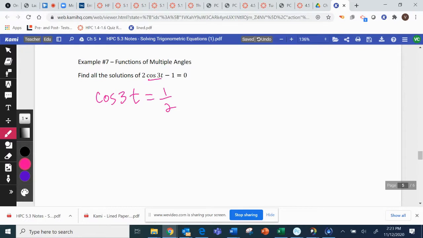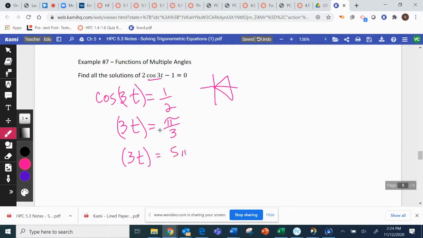So on the interval from 0 to 2 pi, 3t, this angle, what angles would it be for 1/2? It'd be here and here. What angles would that be? It's going to be pi over 3 and 5 pi over 3.